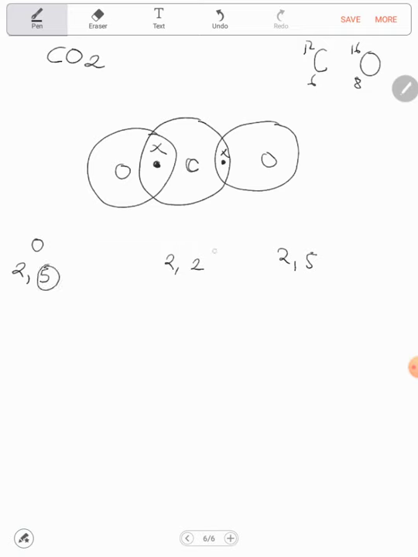Now the outer shell has 5, the outer shell has 2, and the outer shell has 5. 5 plus 2 is 7. They are not stable. They must be 8. 4 plus 2 is 6. They are not stable. So for them to be stable, remember they must have 8 in the outer shell. So this oxygen donates another one. Since the oxygen had donated, even the carbon must donate.